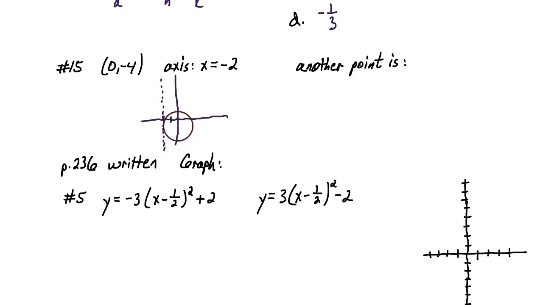(0, -4) is on the graph. So 1, 2, 3, 4. That dot's on the graph. There's going to be a corresponding dot on the other side of the axis line, right there. Where's that dot located? It is (-4, -4).